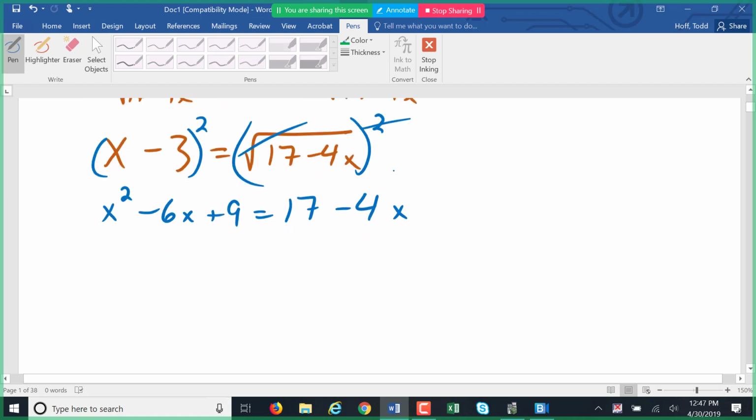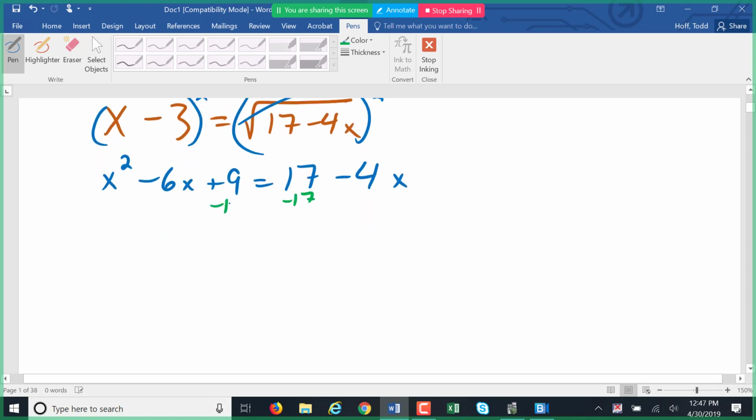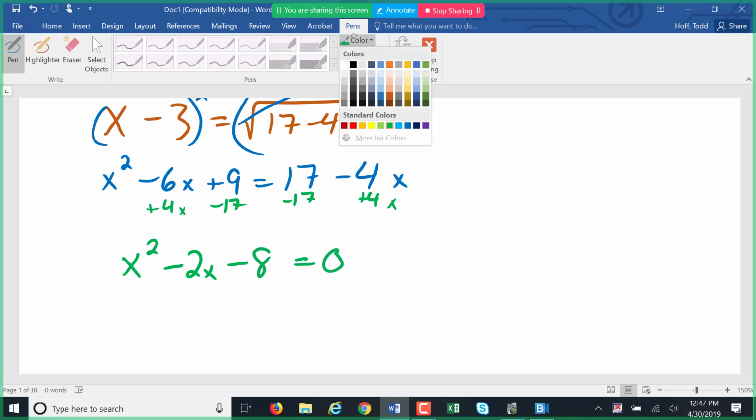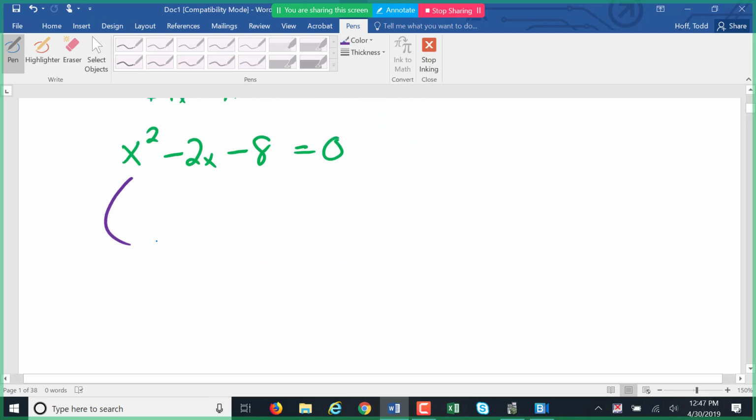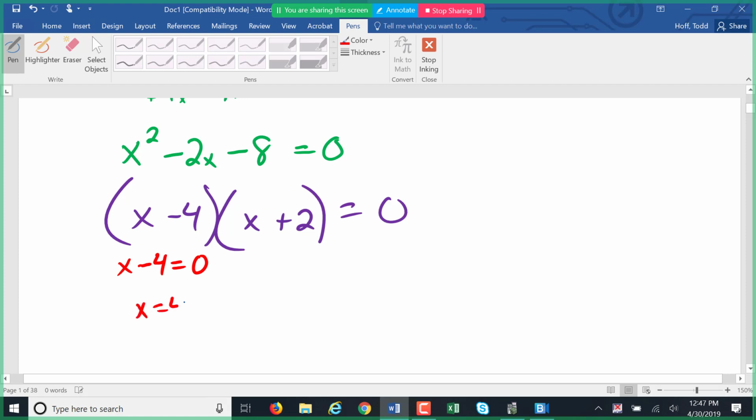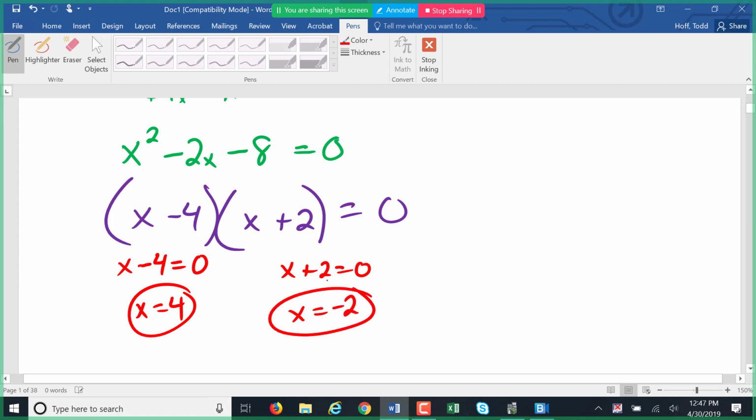Now we can get it in quadratic form. So we'll subtract 17 from both sides and add 4x to both sides. So we've got x squared. Negative 6x plus 4x is negative 2x. 9 minus 17 is negative 8. And on the right side, we're equal to 0. Is this factorable? Yes, x minus 4 times x plus 2, right? And of course, from there, just solving each of those, x minus 4 equals 0 gives us x equals 4. x plus 2 equals 0 gives us x equals negative 2.